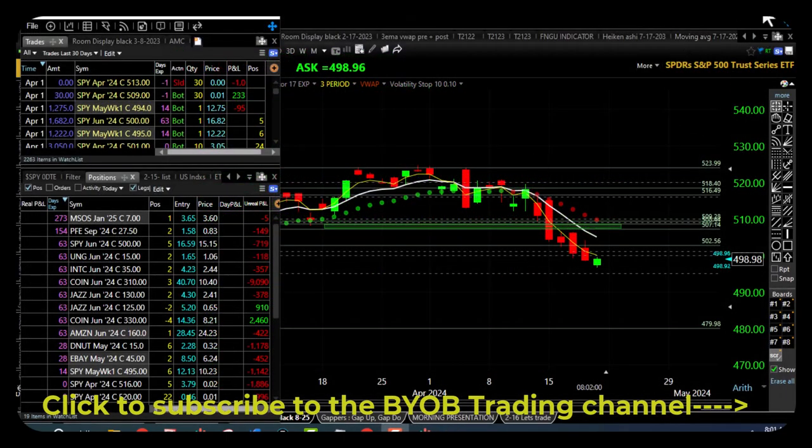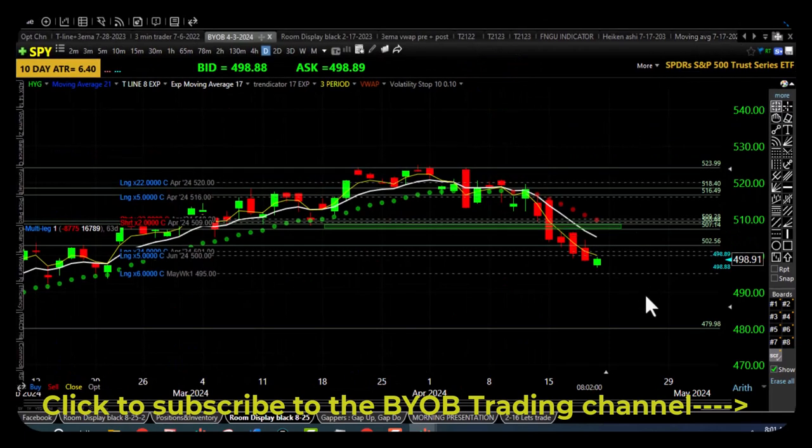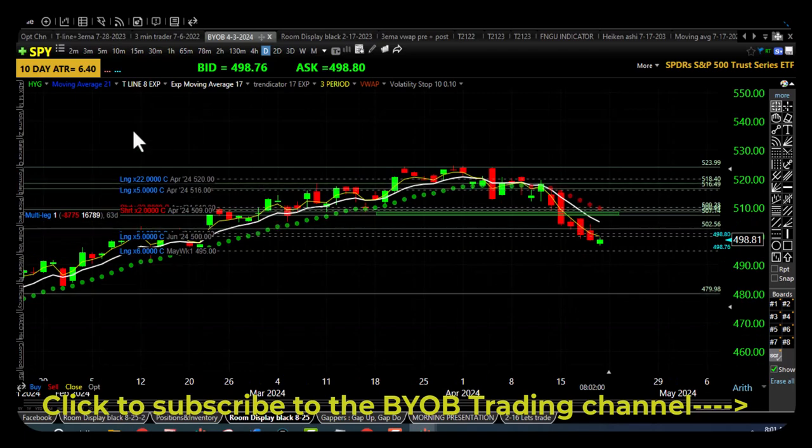All right, let's take this up. All the way up. All right, so here's SPY. Here's the daily candle for yesterday. Lower high, lower low. Closing below the trap. All three, trap and price, below the 17 EMA in a downtrend.